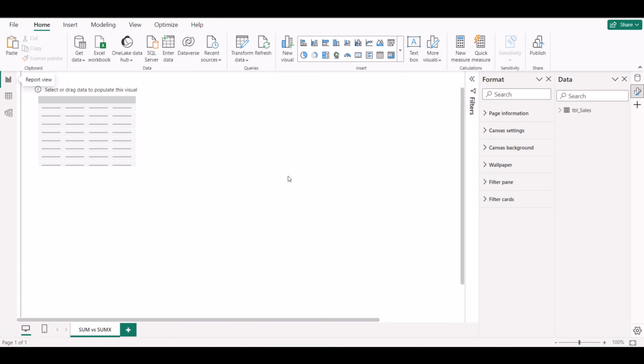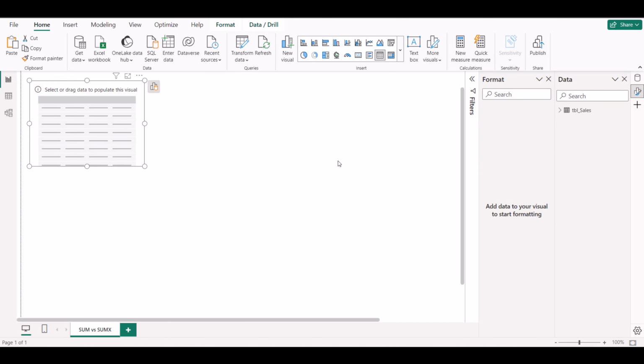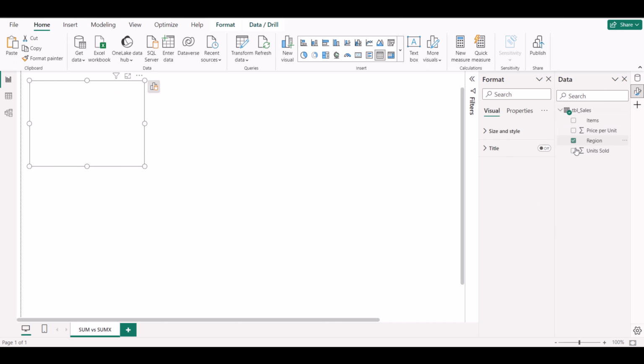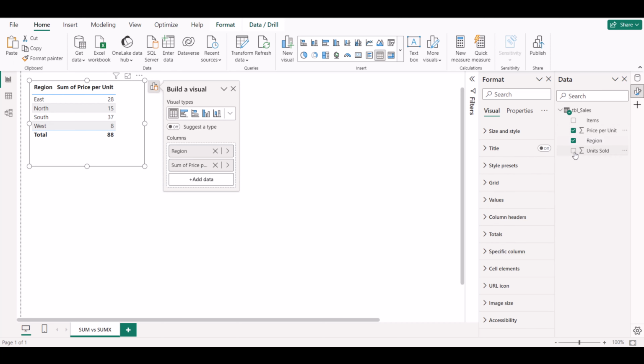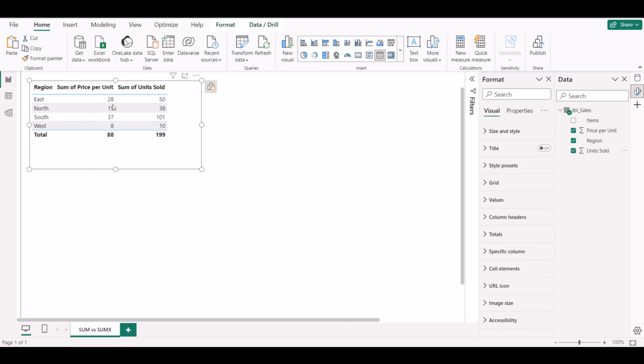Going to report view, I have taken a table object here. I'm going to grab region, price per unit, and units sold. When you take these fields, it directly gives the sum because the default aggregation is sum. Now we will add the functions. I'm going to remove units sold and price per unit.